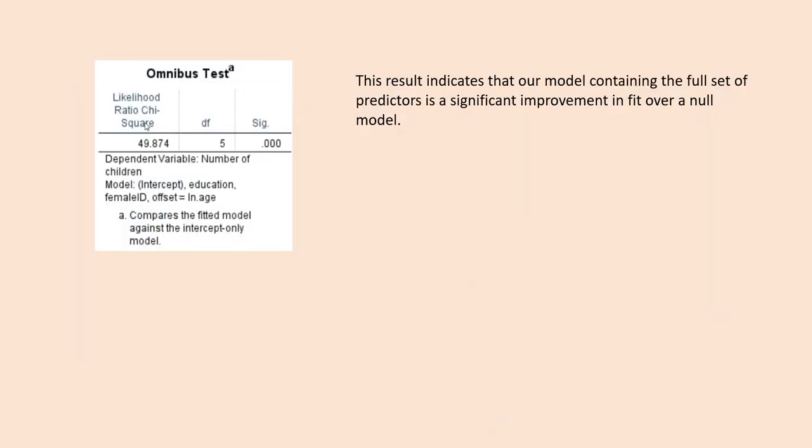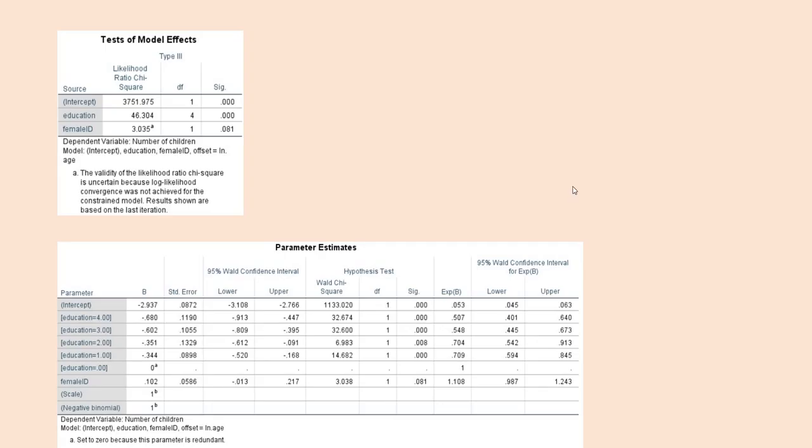We have again our likelihood ratio chi-square test that is statistically significant, once again indicating that the model containing the full set of predictors represents a significant improvement in fit over an intercept-only model. And then you can see the parameter estimates with their respective Wald chi-squared tests and also the likelihood ratio test. Basically, the results don't differ from what we saw before with our Poisson regression model.